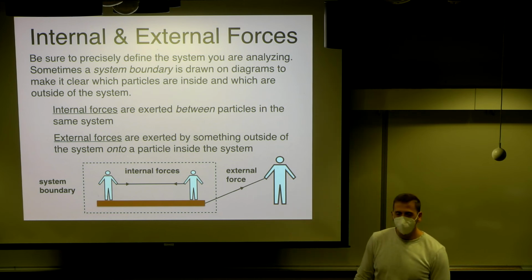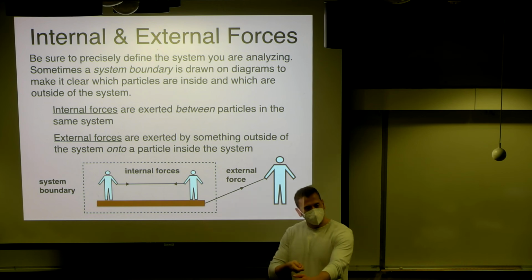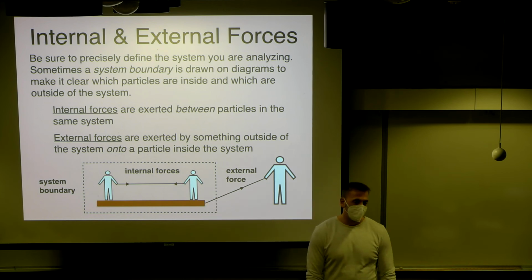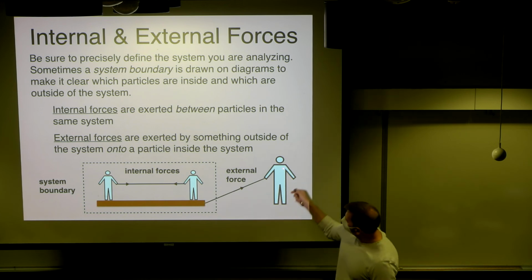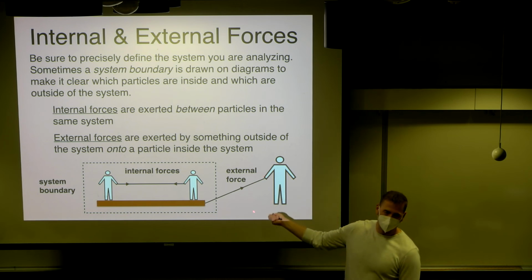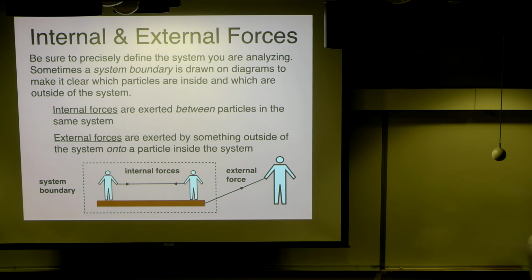So if we define the system like this, just including the two kids, but not including the adult on the outside, this would be an internal force, right? It's exerted by two objects within the same system on each other. That's an internal force along this string. This would be an external force because it's exerted by something that's outside of our system. So that's the difference. You clear on that?